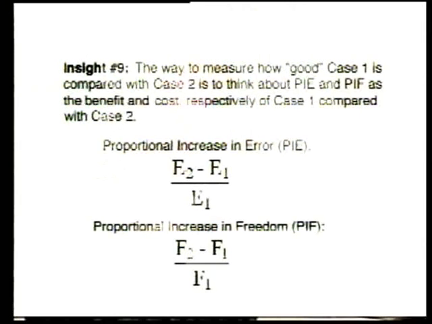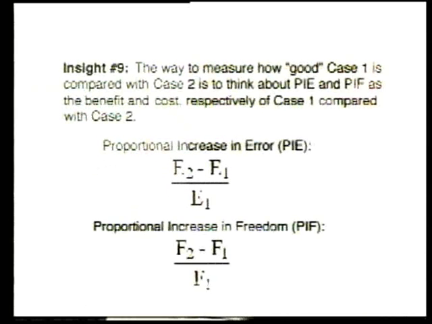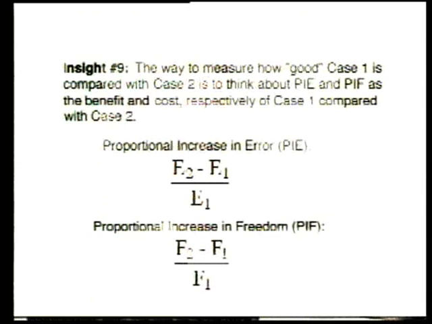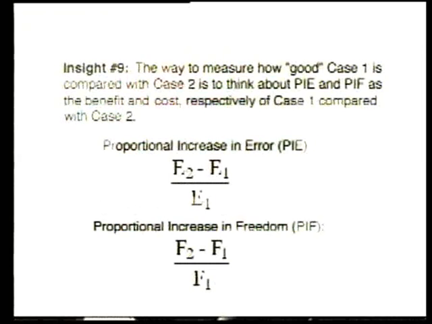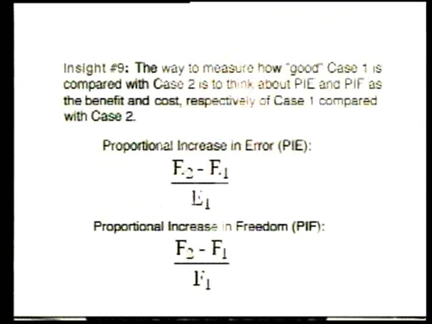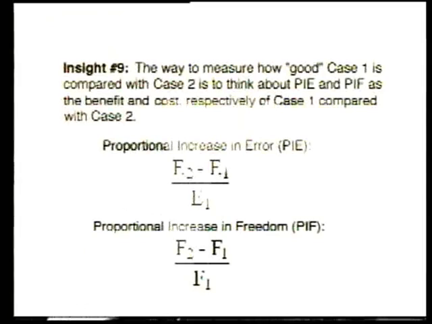which is that the way to measure how good case 1 is compared with case 2, because remember that he had a problem. He can't just simply look at the difference in the error scores. He's got to take into account the increased complexity of case 1. But he can do that now by thinking about the proportional increase in error and the proportional increase in freedom as benefits and costs, respectively, of case 1 compared with case 2. In other words, the proportional increase in error is a measure of benefit. How good are we doing with case 1 versus case 2 in terms of reducing error? And the proportional increase in freedom is asking how much of a cost in terms of complexity, how much added complexity do you have in case 1 versus case 2?